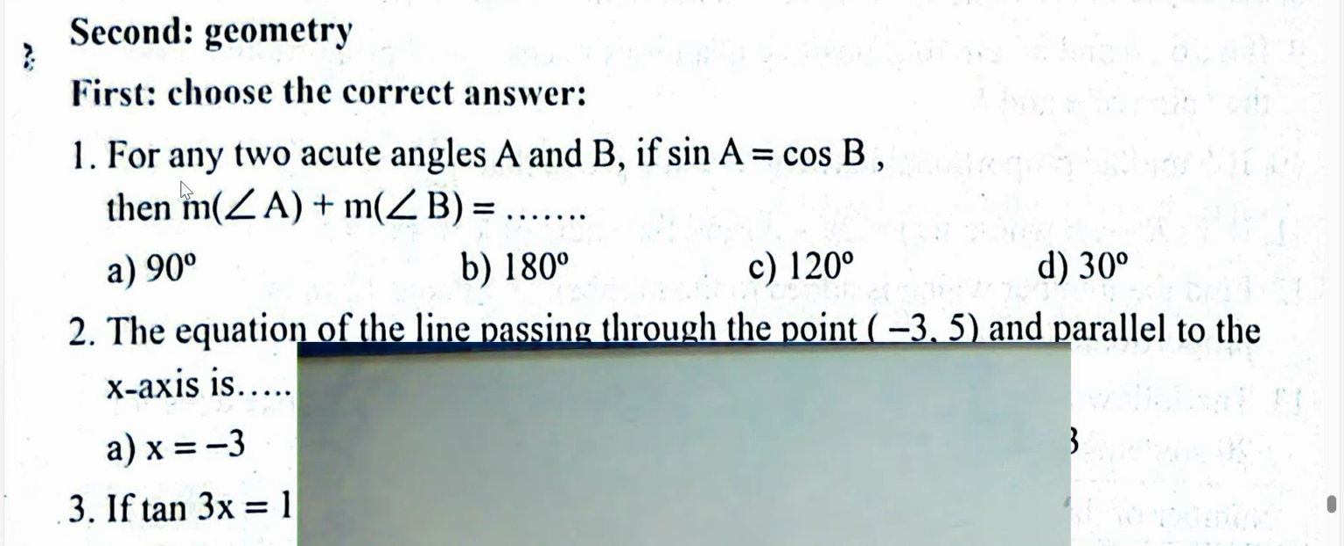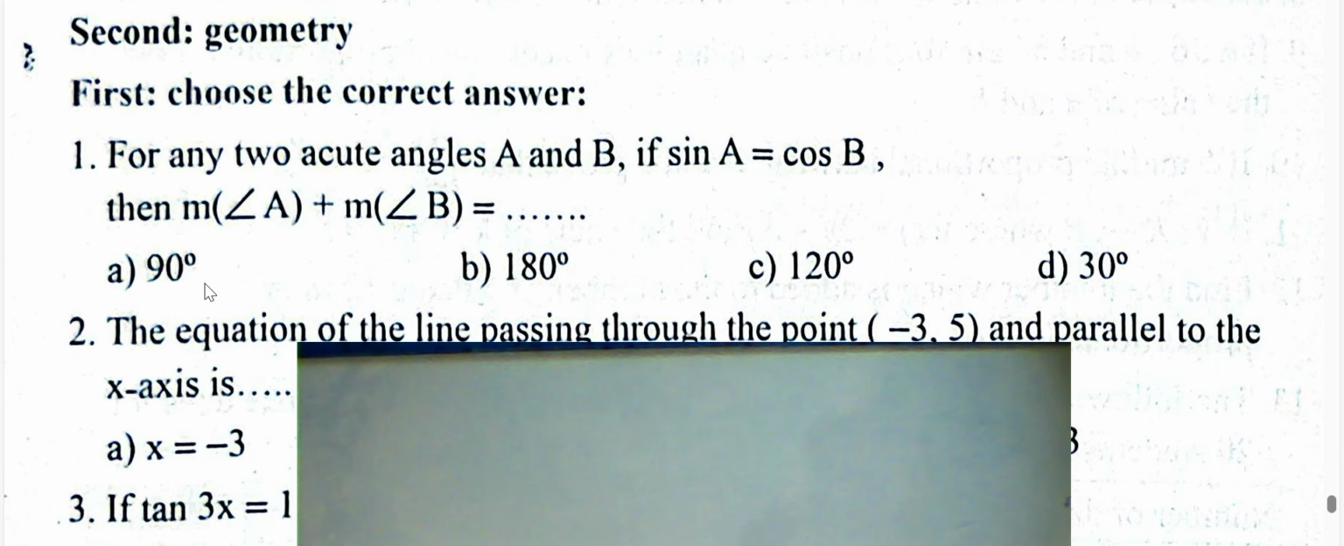Number 1: any two acute angles A and B, sine A equals cosine B, then the measure of angle A plus the measure of angle B equals 90 degrees. The summation of them equals 90. Okay, we call them complementary angles. The sum of them equals 90 degrees.